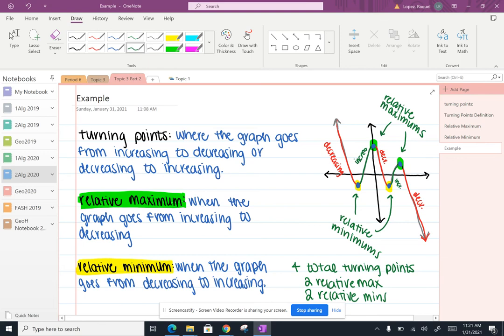Okay, let's go ahead and try a couple examples together. In the next example, we'll be looking at reading a table.